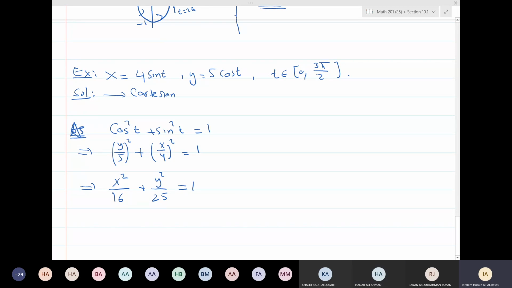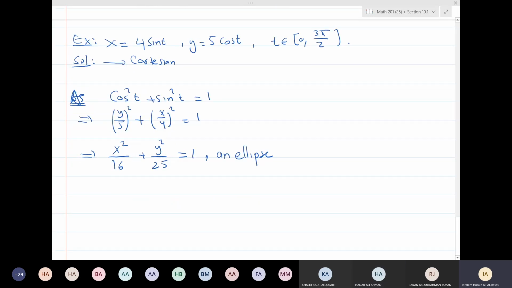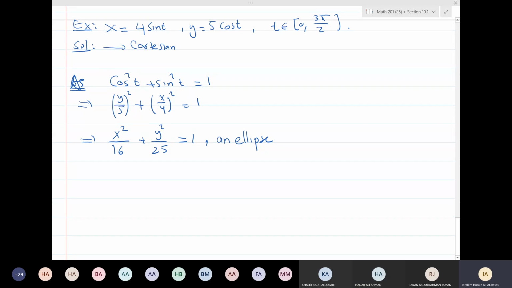What is the graph of this equation? An ellipse. The restriction is from 0 to 3 pi over 2, right? We go step by step as usual. First, it is an ellipse. Now we need to graph the ellipse. How to sketch the ellipse?